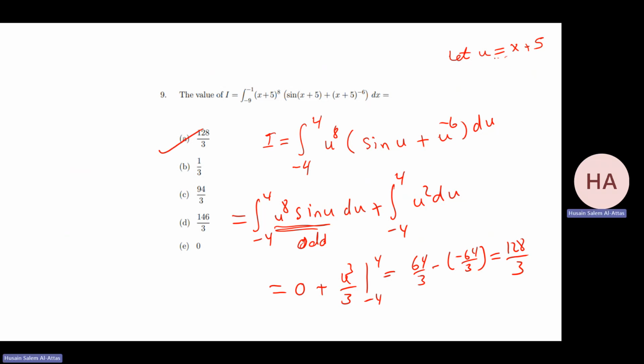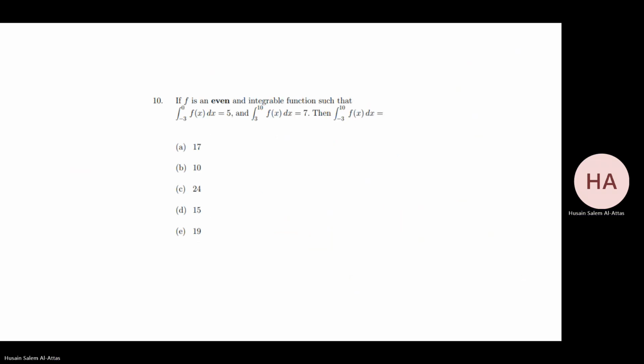Now, this is the idea. When I do the substitution, by the way, du equals dx. Yeah, very clear. I found out the new integral is minus 4 to 4. f is even. f is even. You want the integral from minus 3 to 10 of f of x dx. Okay. And they have 3 and minus 3.